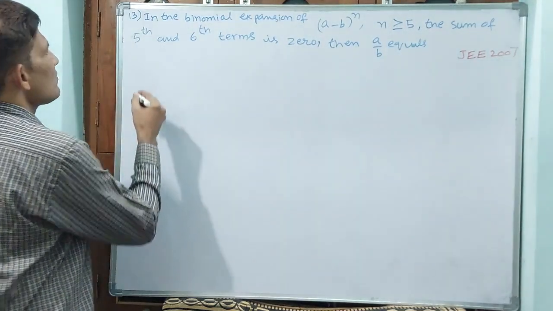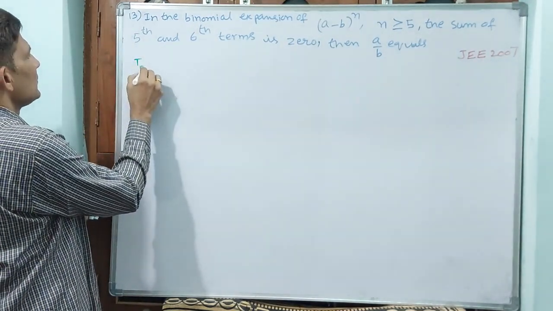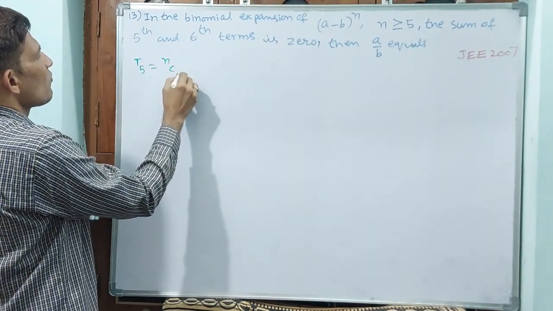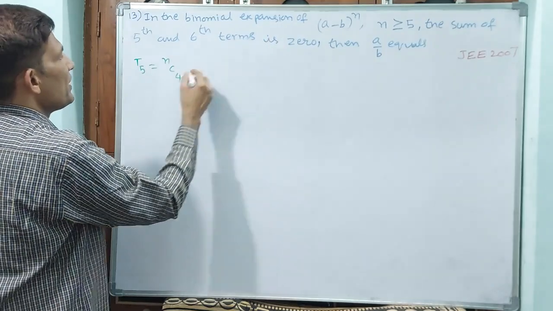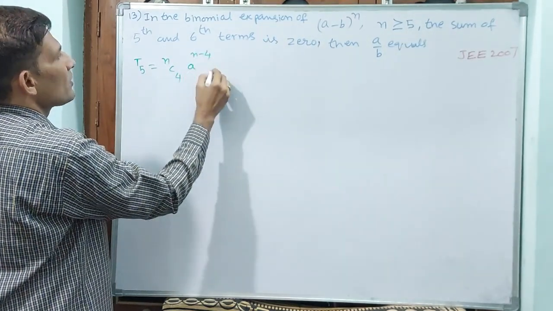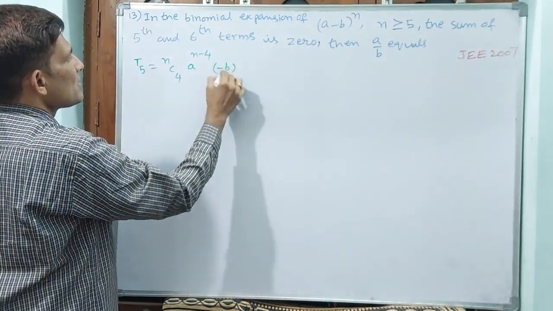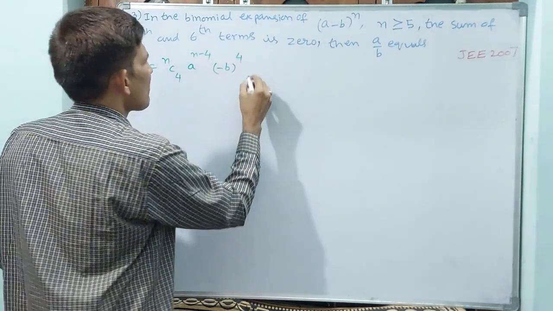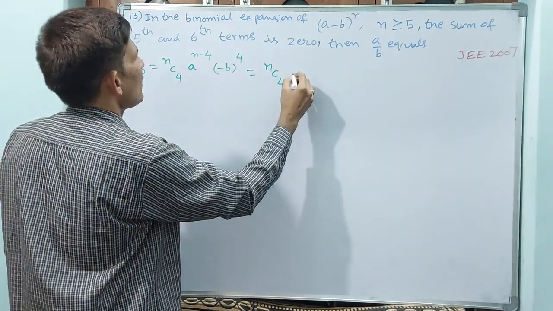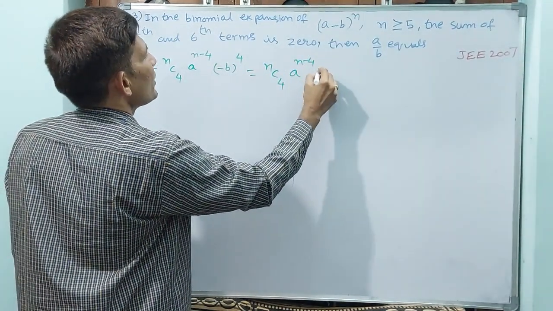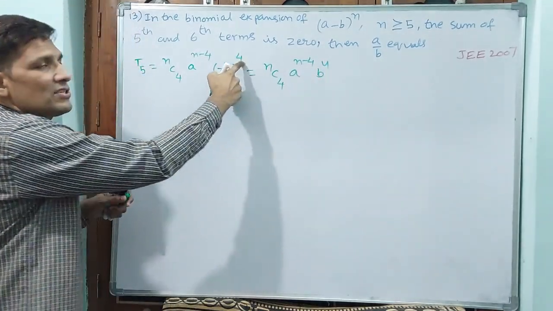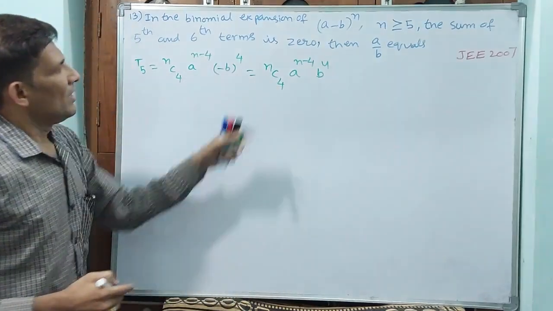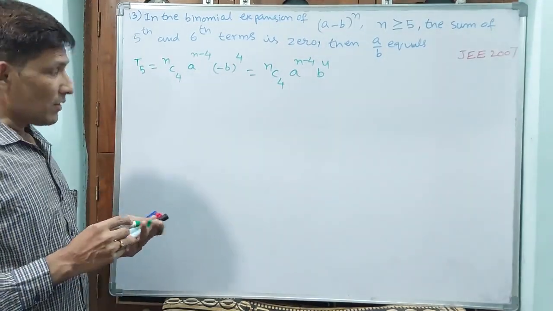I am writing the 5th term, you see: T5 is equal to nC4 a power n minus 4 into (minus b) power 4. But minus b power 4 means normal b power 4 only, so nC4 a power n minus 4 into b power 4. Why? Because whenever the power is even, the minus is not going to make any difference. Okay, this term I box here.